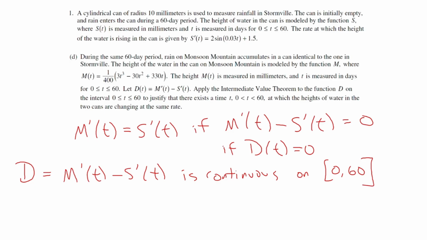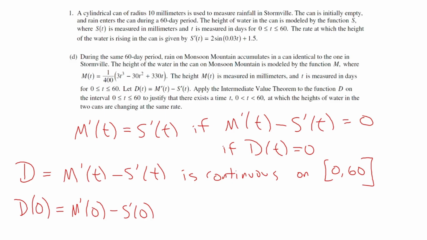And so all we have to do is show that m prime minus s prime is greater than 0 at some point, and that it's less than 0 at some point. We can call it d also. So we're going to look at what's going on at, let's say, 0. So d of 0 would be m prime of 0 minus s prime of 0.